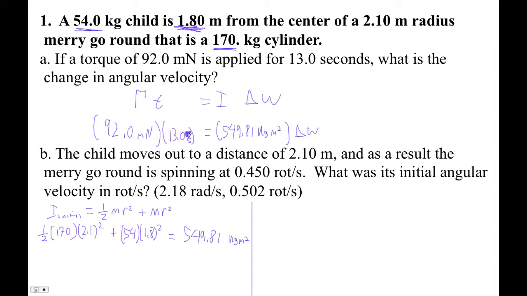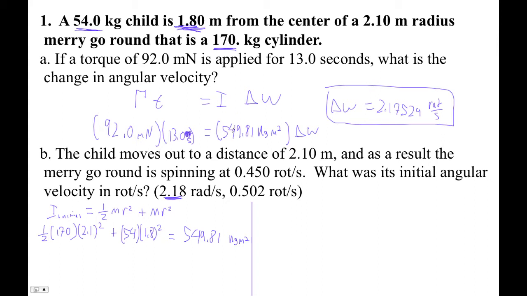So I'm going to go this guy times this guy divided by this guy. All right, here we go. 92 times 13 divided by the answer I just got. That's 2.17529 radians per second, which is, of course, this answer right here. All right, and so that's the first one.